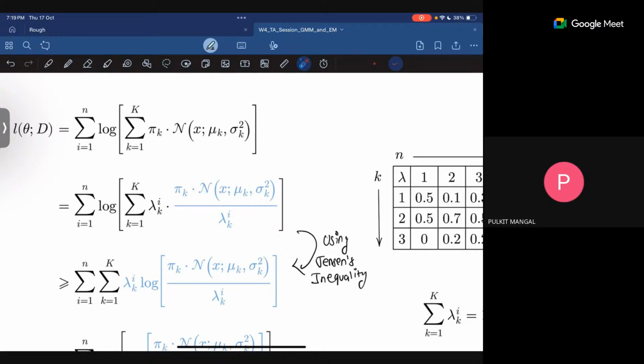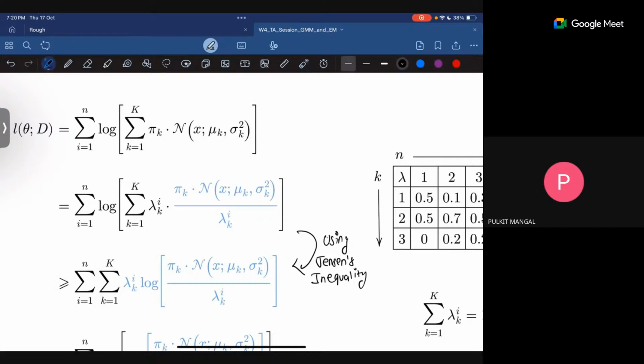So I was asking the question, does this form look similar to anyone? That we have this lambda ik, which is kind of like probability, okay? And this value, and we are summing them up for all the n data points. Does it look familiar? Expectation, sir. Yeah, it is the expectation.